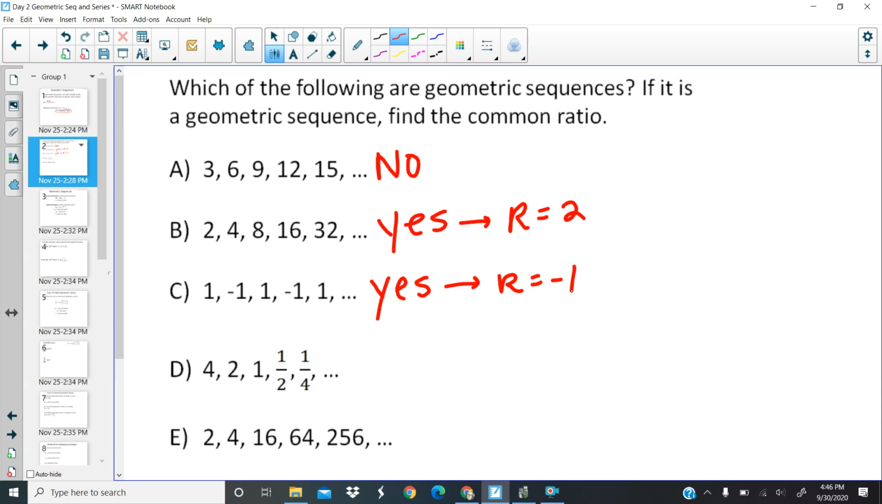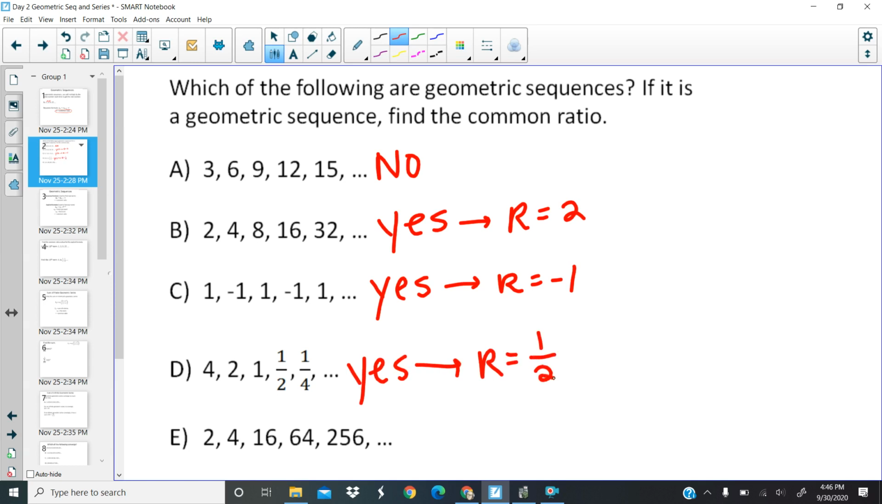The next one, to get from 4 to 2, you are technically dividing by 2, but that's the same as multiplying by 1/2. From 2 to 1, you're multiplying by 1/2. From 1 to 1/2, you're multiplying by 1/2, and so on. So that's a yes, and the ratio is 1/2.